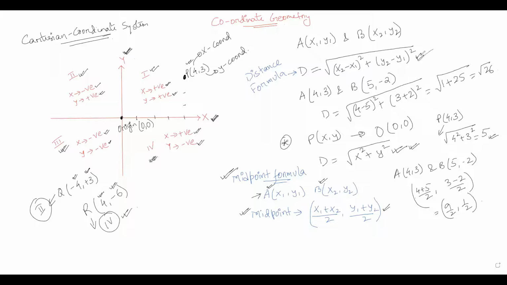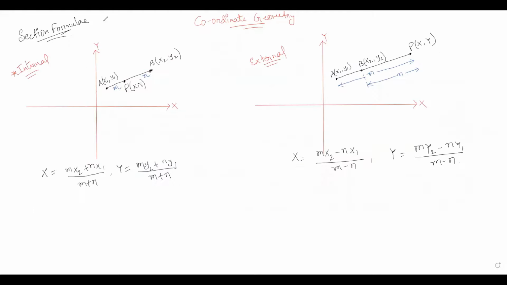So using this formula, we can find the distance between any 2 points, and using this formula, we can find the coordinate of the midpoint between any 2 points. Now let us see the sectional formula.